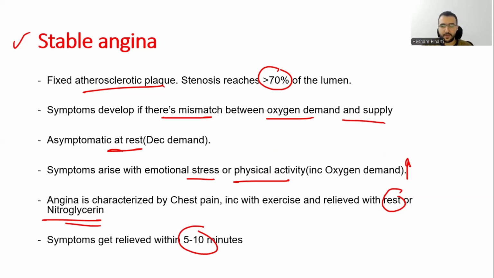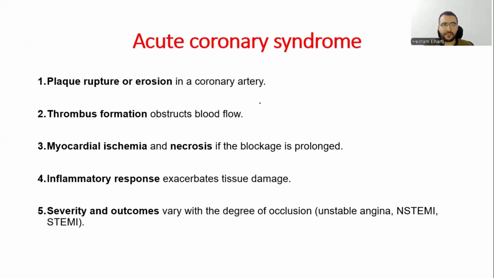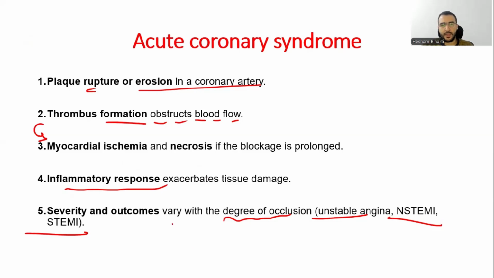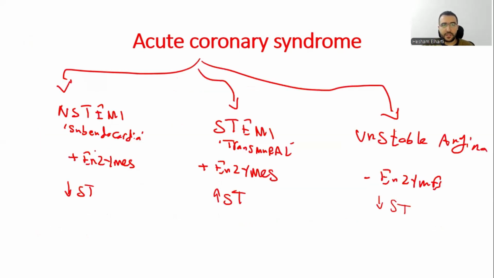as compared to acute coronary syndrome, which may last more than 20 or 30 minutes. Acute coronary syndrome is due to plaque rupture or erosion in the coronary artery, which leads to thrombus formation that obstructs blood flow. So it will lead to myocardial ischemia, necrosis, and an inflammatory response, and severity and outcome vary with the degree of occlusion, such as unstable angina, NSTEMI, and STEMI. As you see here, we have 3 types. The difference is that non-STEMI is characterized by subendocardial necrosis, STEMI is transmural necrosis, and in unstable angina, the symptoms really vary.